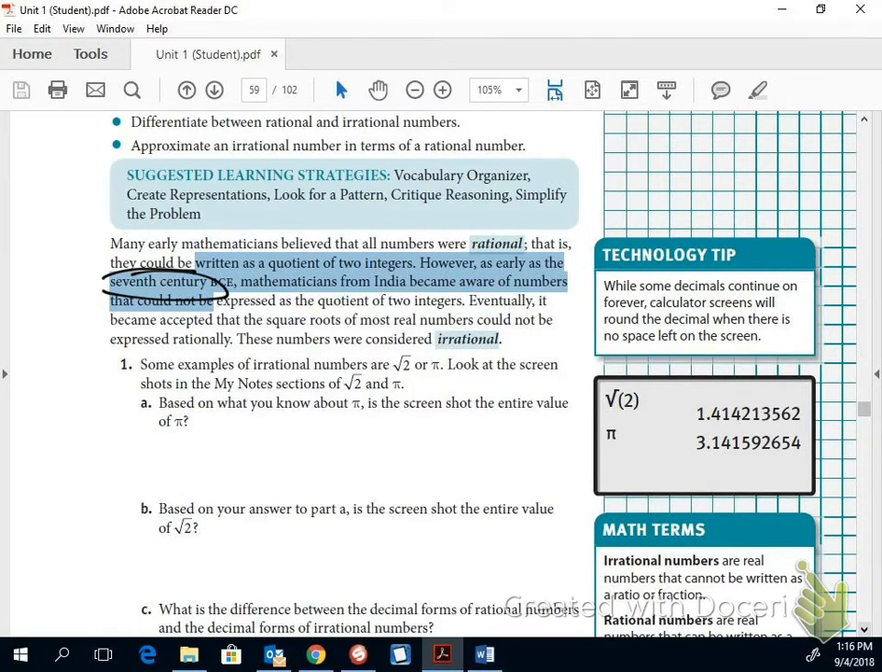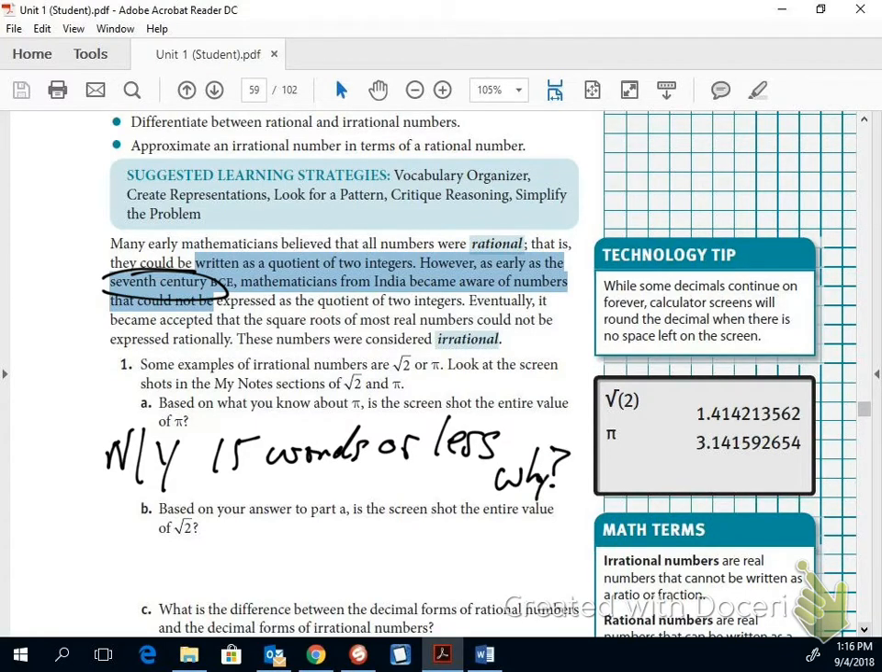Beautiful. Okay. Now, in 15 words or less, I want you to answer A and B. Yes or no, but I need the why. So yes or no, you choose which one you think, but then why. Why, if you say yes, that is the entire value of pi, why? Or yes, or no, that's not the entire value of square root of 2, why? Just tell me why. I don't need a novel. No or yes. And then tell me why.